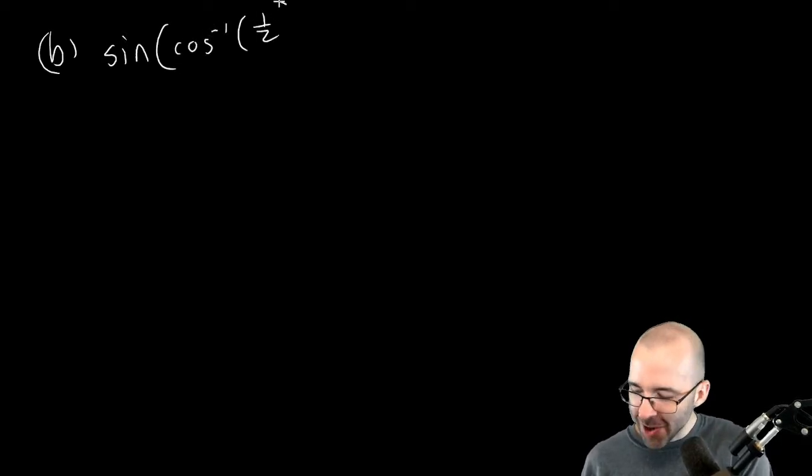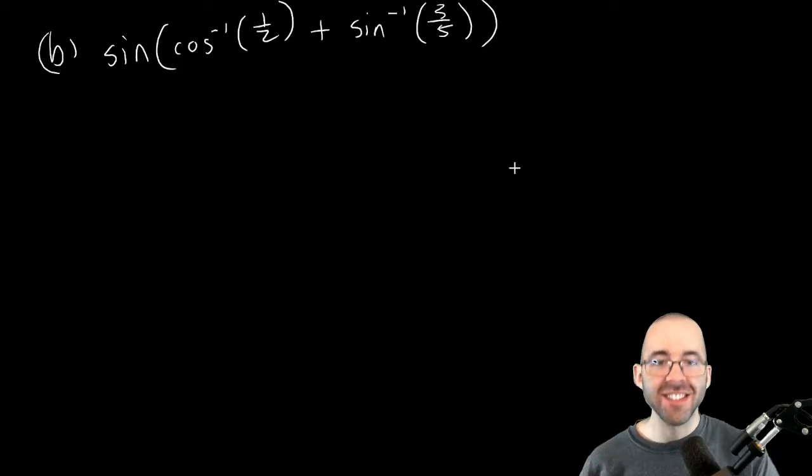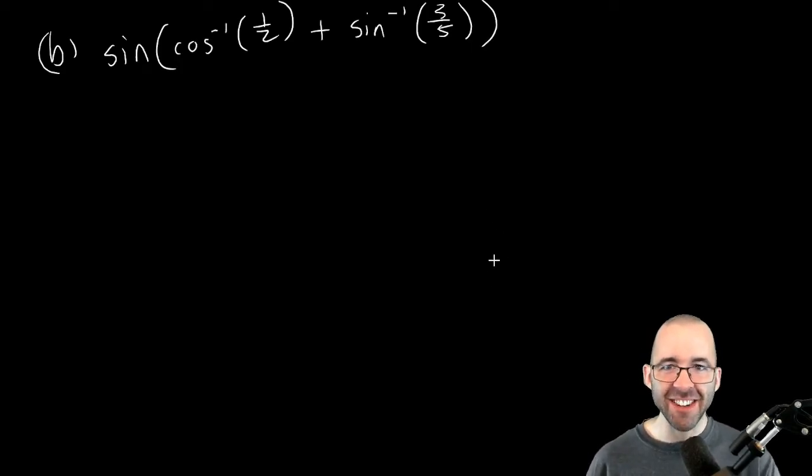Well, let's move on. Letter B. Let's get something a little bit more interesting. So the sine of inverse cosine, let's have some fun, plus inverse sine of 3/5. It's like we're back in 8.3. Isn't that fun?